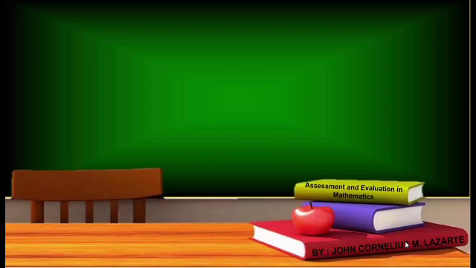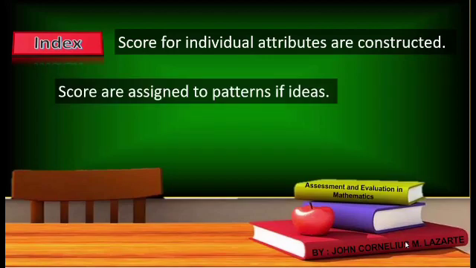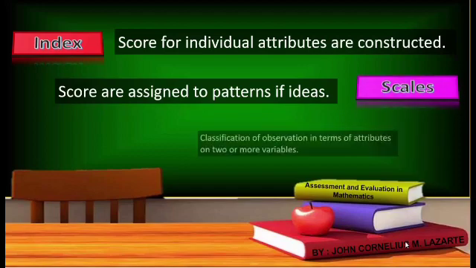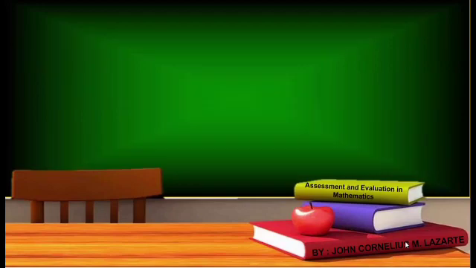In the third column of our icebreaker challenge, we had the quantification tools such as index, scales, and typologies, which are useful in aiding the quantification of learning inputs through statistical techniques. In an index, the scores for individual attributes are constructed, while in scales, scores are assigned to patterns of ideas. And typologies are the classification of observations in terms of attributes on two or more variables.